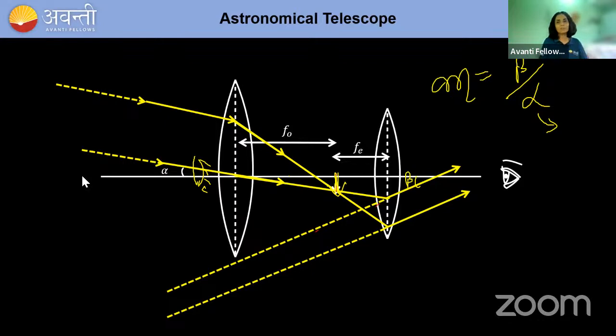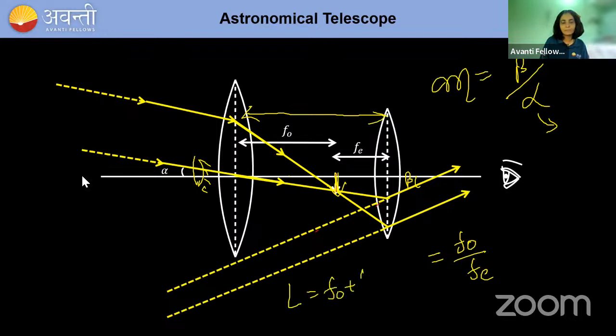Okay. So we have done all this calculation. I am going to write the formula here. And this formula will be equal to how much? If you calculate, it will be equal to F naught by Fe, if I'm not wrong. Yes, this is it. Here also we discuss tube length. So this is simply the distance between these two lenses. And tube length is equal to F naught plus Fe.